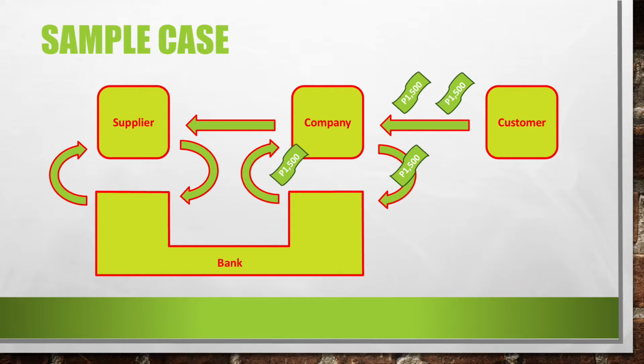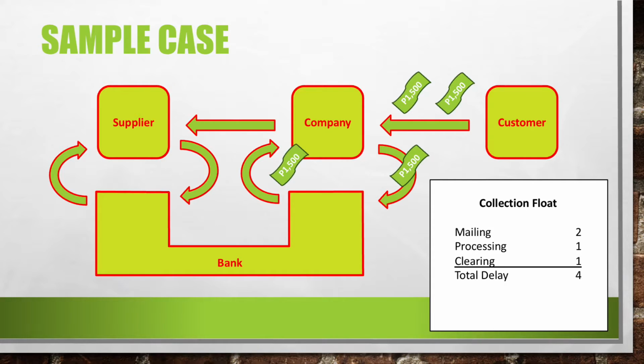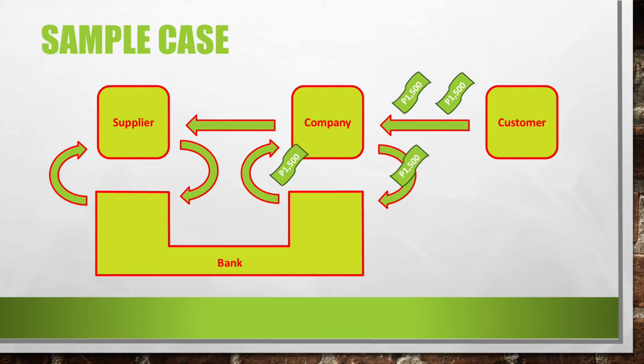We can calculate the collection float by adding all delays. Again, that's 2 days mailing time, 1 day processing time, 1 day clearing time for a total delay of 4 days, and multiply by 1,500, the average daily collection. The collection float is 6,000 pesos. Let us now proceed to the disbursement side.